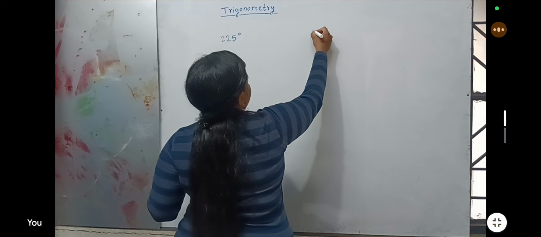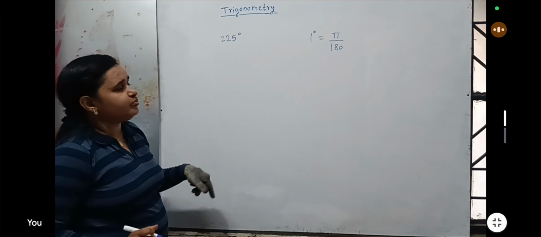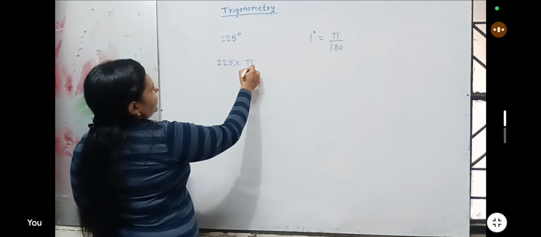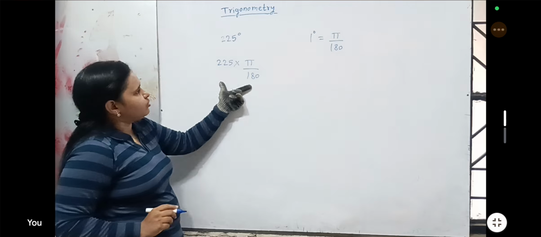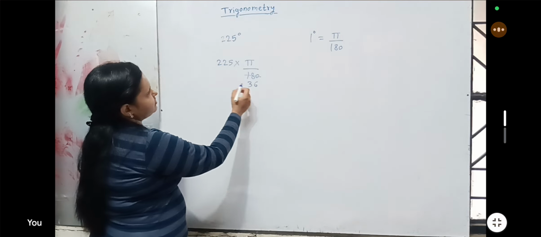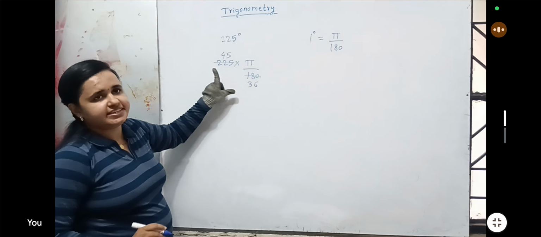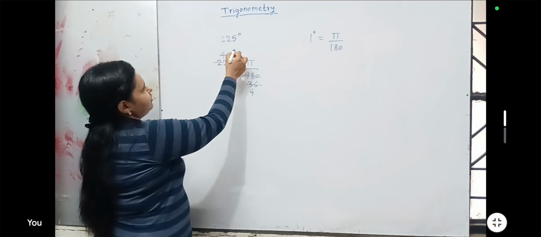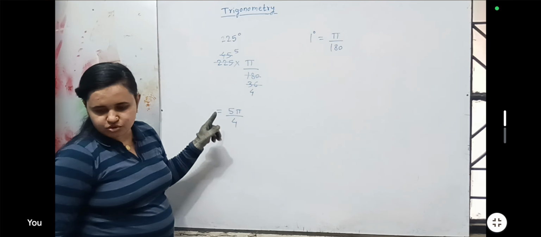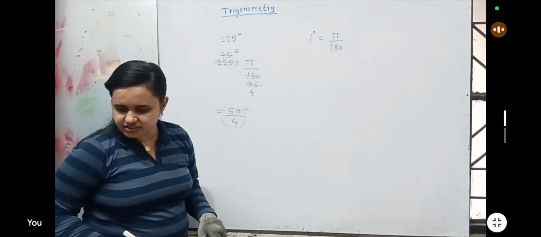1 degree equals to pi upon 180. So we will write 225 multiplied by pi upon 180. So it will get cancelled. 5 3s are 15, 5 6s are 30, and 5 4s are 20, 5 5s are 25. Again, it will get cancelled. 9 4s are 36 and 9 5s are 45. So what we get? 5 pi by 4. So 225 degree is 5 pi by 4 radians. Okay. So the answer is 5 pi by 4.